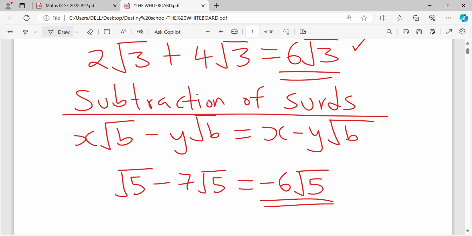So whenever you want to add surds or subtract surds, they must be of the same like terms. So how can surds be of the same like terms?